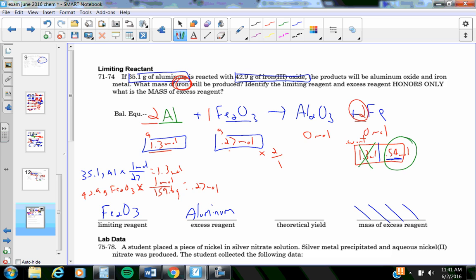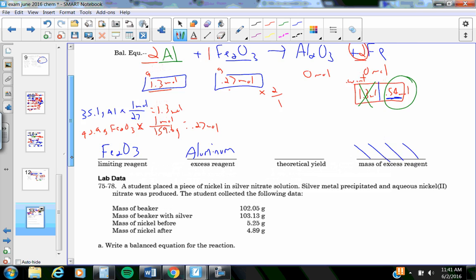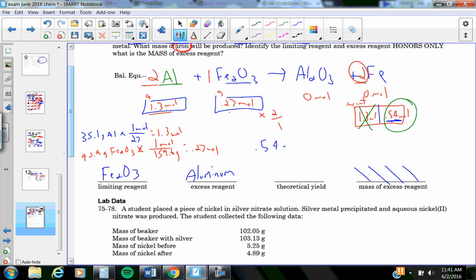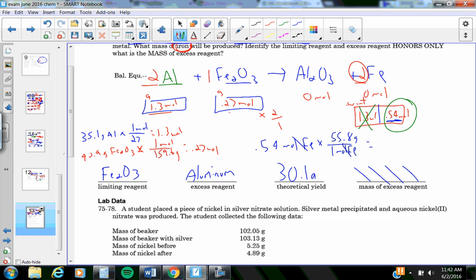Okay, next step. Where am I at in my balanced equations? I've set up the BCA, filled in the start box. I even figured out my want box. Next step, last step, convert it to grams, because that's what we measure in when we go to the lab. How do I do that? Well, 0.54 moles of iron is what we're making. And 1 mole of iron, that goes on the bottom, so it crosses out, weighs 55.8 grams. 0.54 times 55.8 equals 30.1. 30.1 grams is the most that we can make. That's our theoretical yield.